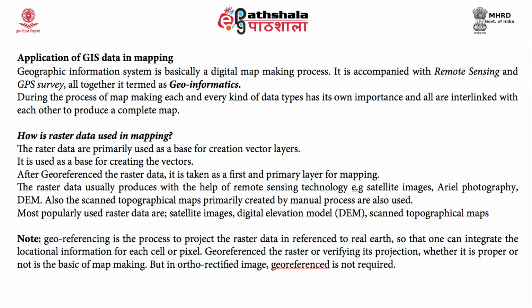The raster data is usually produced with the help of remote sensing technology, for example satellite images, aerial photography, DEM. Also the scanned topographical maps, primarily created by manual process, are used in creating the vector. Most popularly used raster data are satellite images, digital elevation models, and scanned topographical maps. And here a point to be noted is that georeferencing is a process to project the raster data in reference to the real earth so that one can integrate the locational information for each cell or pixel. Georeferencing the raster data, or verifying its projection, whether it is proper or not, is the basis of map making.